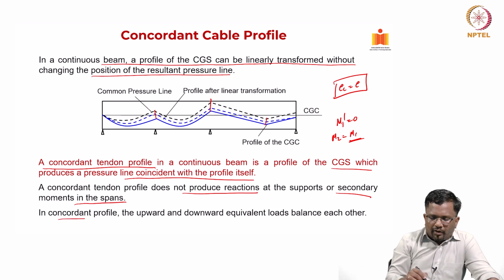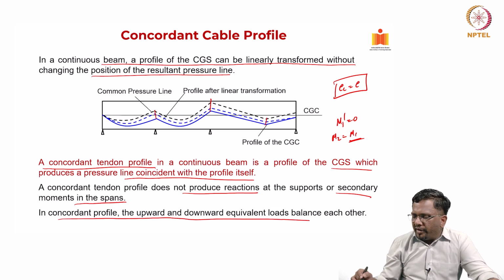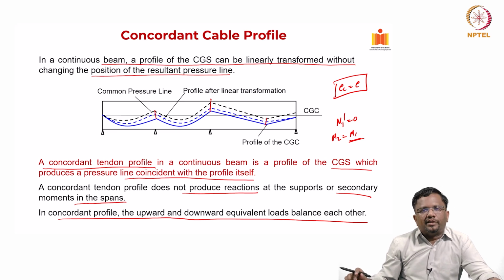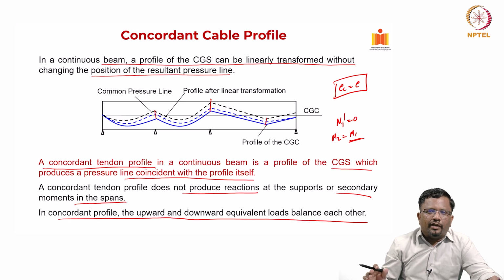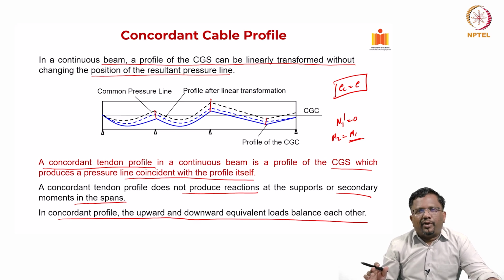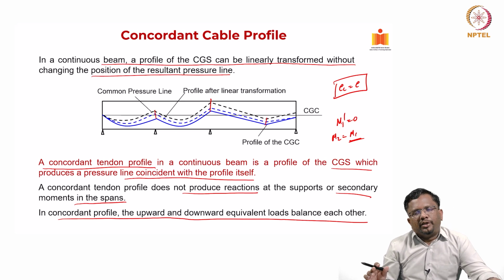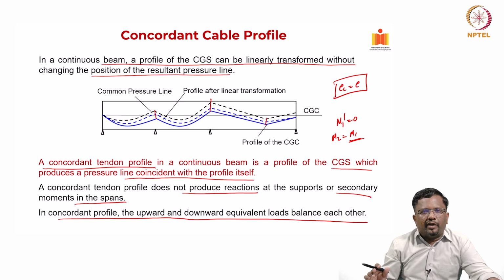So, in a concordant cable profile, the upward and downward equivalent loads try to balance each other. So, you do not need to have any additional reactions developed at the intermediate supports. Okay. So, this is, I should say, a theoretical or idealized condition, but typically in practice we do not really necessarily need a concordant cable profile. Most of the time a concordant cable profile will not lead to very efficient and effective designs.